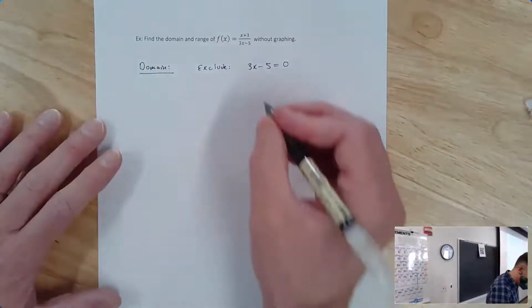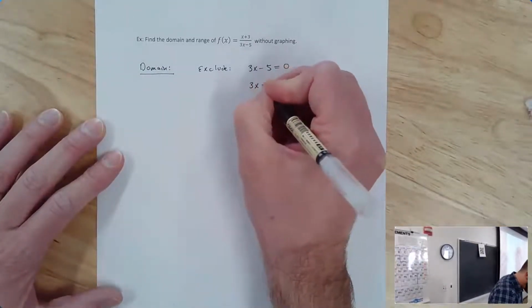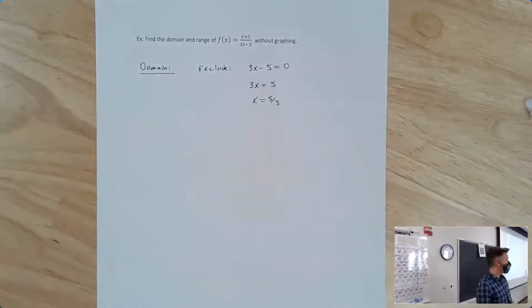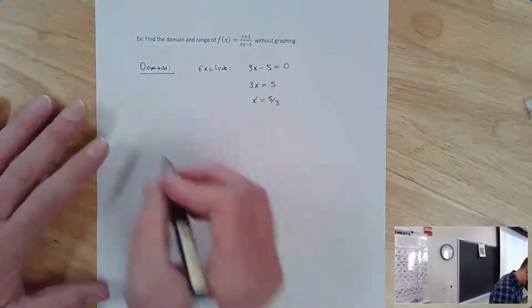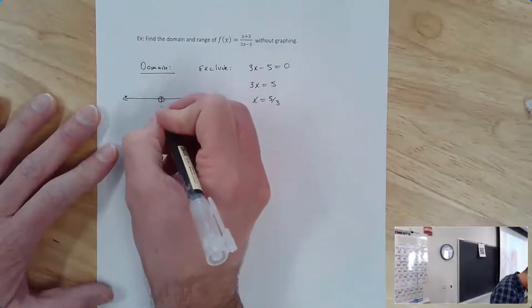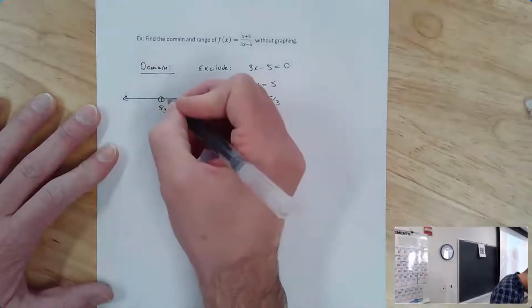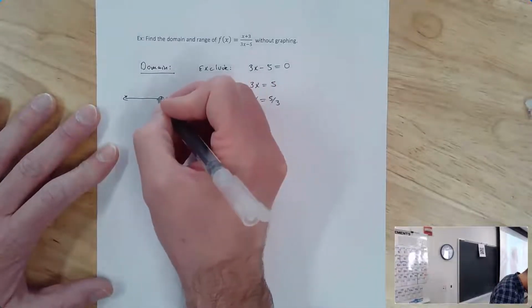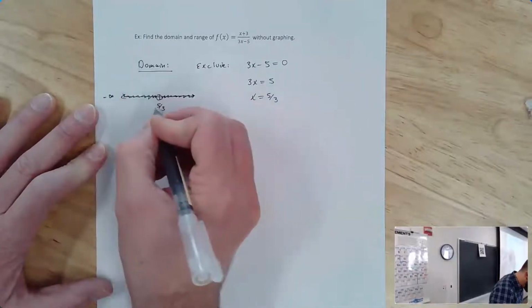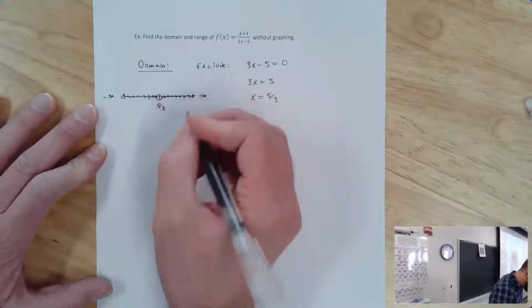That's not too terrible. 3x equals 5, x equals 5/3. So we want everything except for 5/3. I like to draw a number line. It's not required. There's my 5/3 that I don't want. I do want everything on either side. So I want everything from minus infinity to 5/3 and 5/3 to infinity.